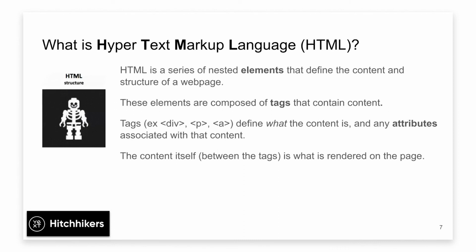Hypertext markup language is a series of nested elements that define the content and structure of a web page. These elements are composed of tags that contain content. Tags define what the content is and any attributes that are associated with that content. The content between the tags is what's actually rendered on the page. The tags themselves are invisible.